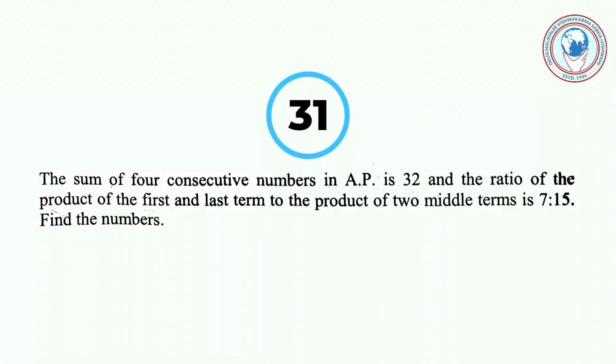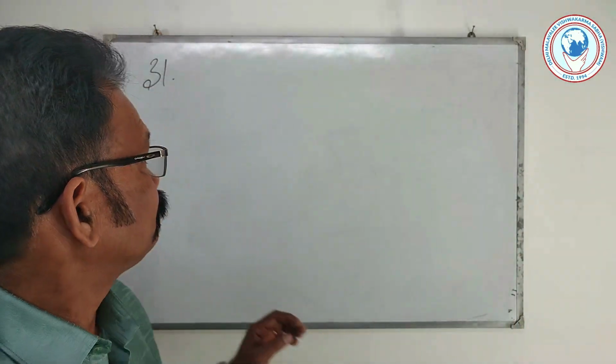Question number 31. The sum of 4 consecutive numbers in AP is 32 and the ratio of the product of the first and last term to the product of the two middle terms is 7:15. Then find the numbers. Given that the sum of 4 consecutive numbers in AP is 32.